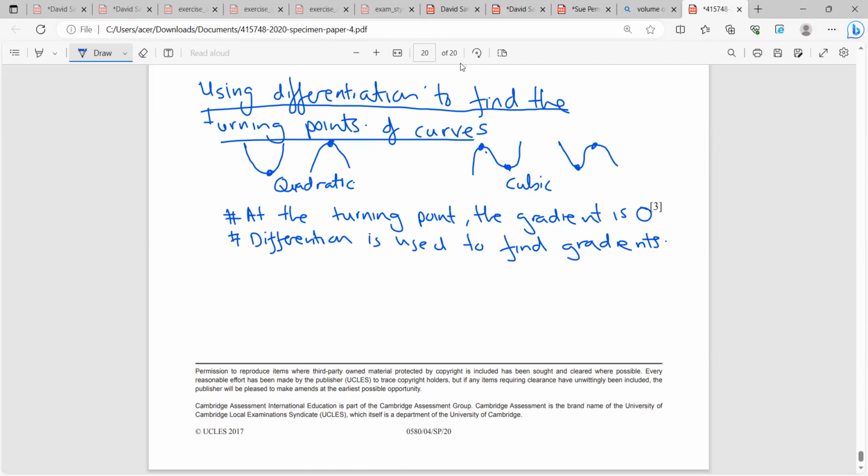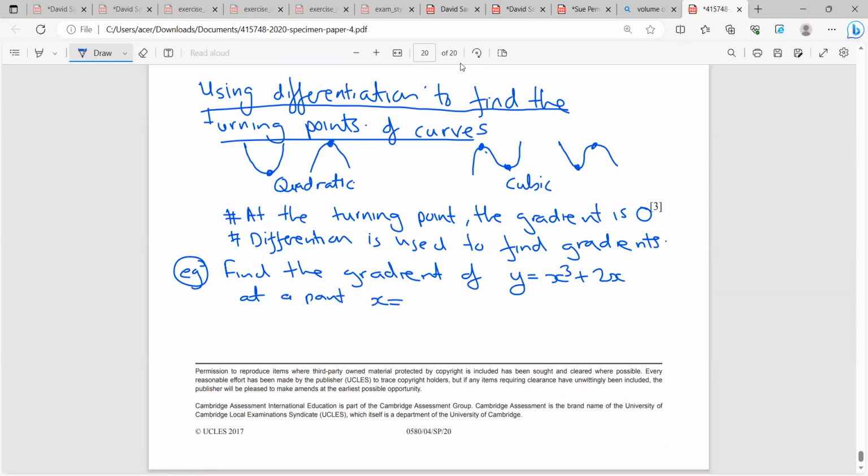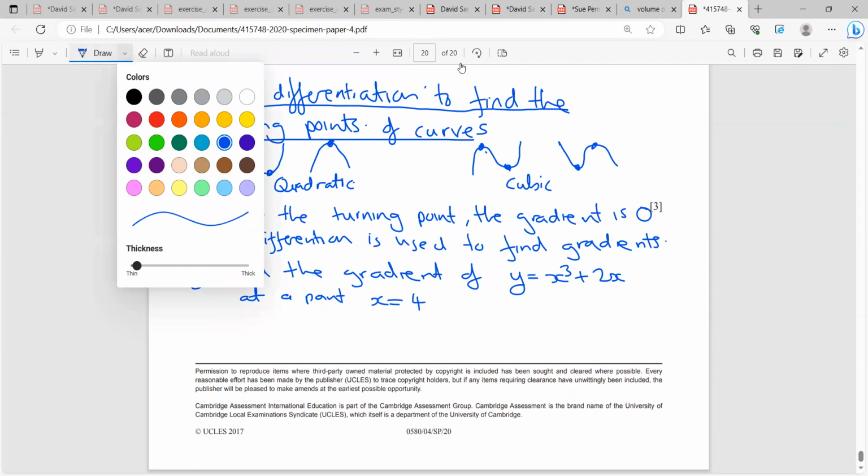So let's look at a case study. Find the gradient of this curve y equals x cubed plus 2x at the point x is equal to 4. So if we want to find that gradient, this is how you do it.